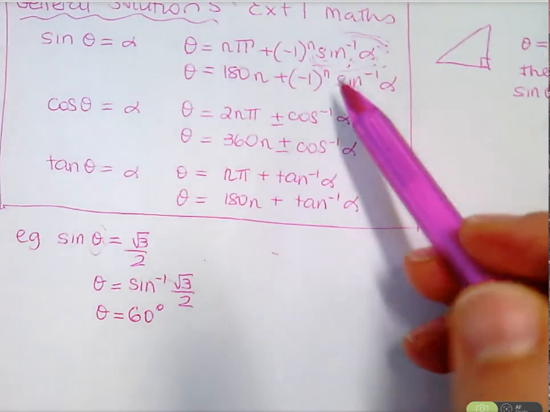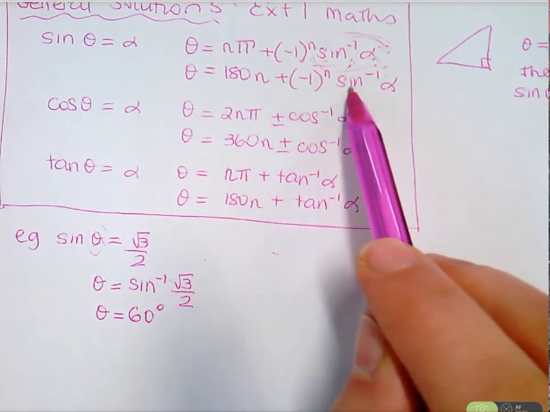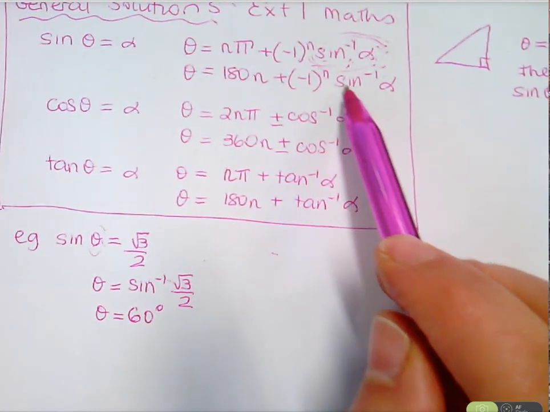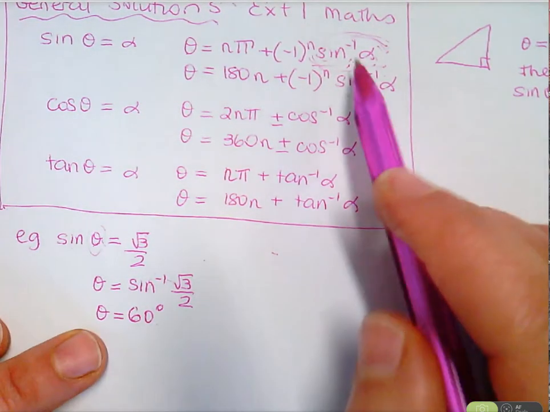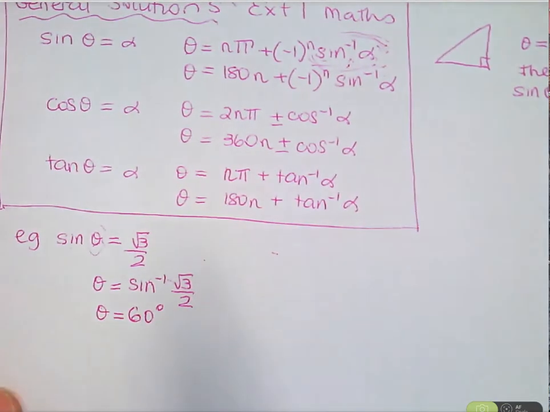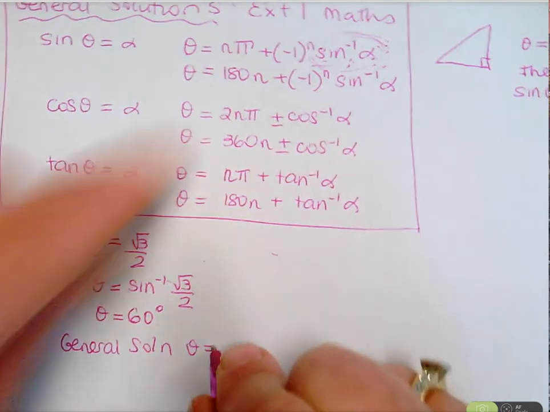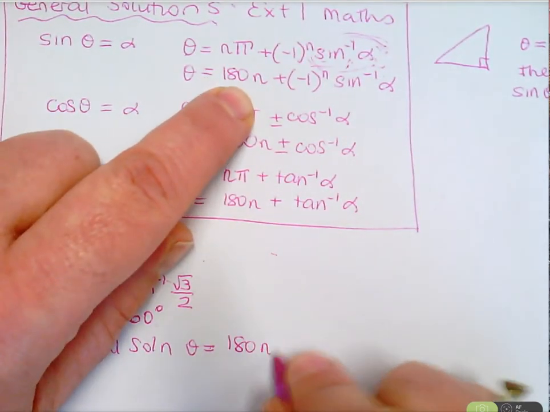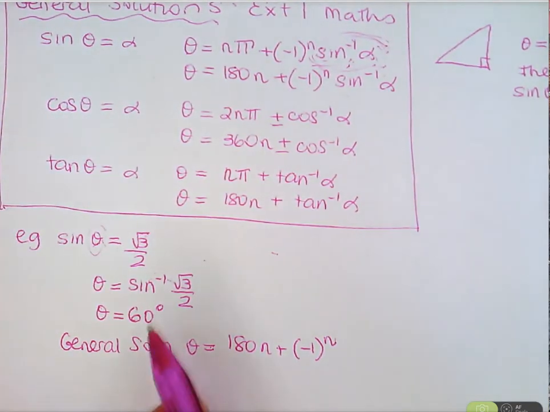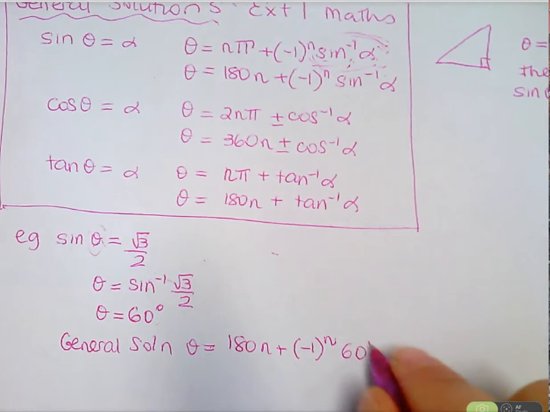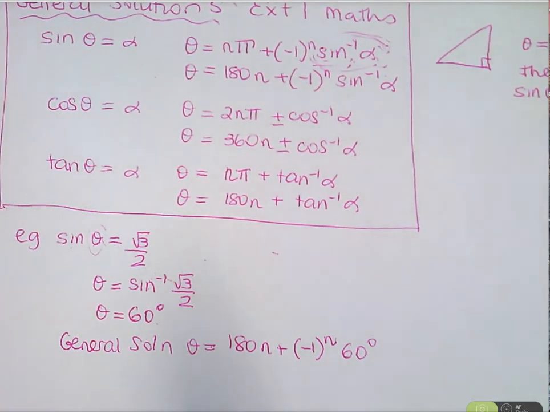So the formula would be much nicer if they actually just wrote 180n plus -1 to the n times theta, the acute angle, right? So that sine to the -1 of alpha is 60. So therefore the general solution is theta equals 180n plus -1 to the power of n times your sine to the -1 of alpha, which is just the 60. That's the general solution for that one, but this is the most basic type. We've got to do other types.